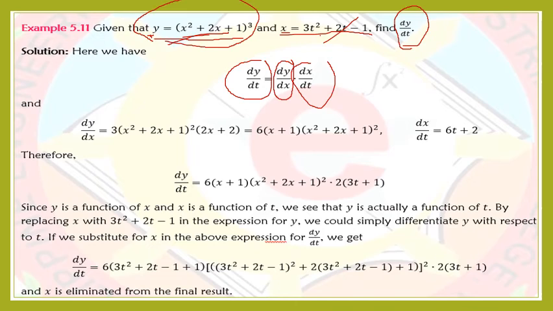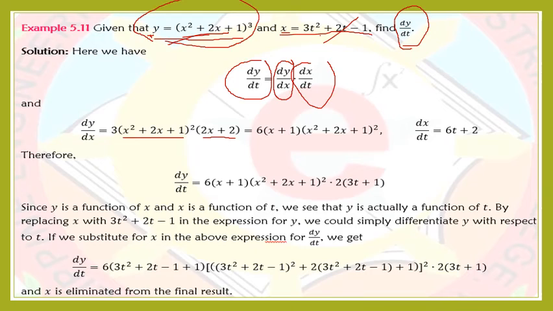So, unahin natin si dy over dx. Ang derivative ni dy over dx is magiging 3 times x squared plus 2x plus 1 quantity squared times 2x plus 2, yan yung derivative ni x squared plus 2x plus 1. 2 na lang yan kasi 3 minus 1. This is equal to 6 times x plus 1 times x squared plus 2x plus 1 quantity squared.